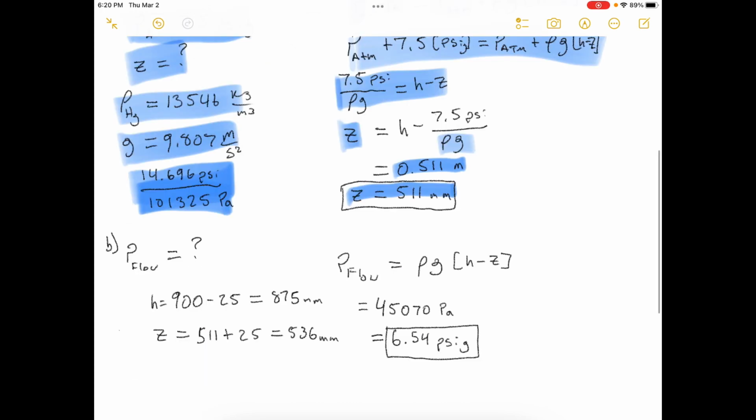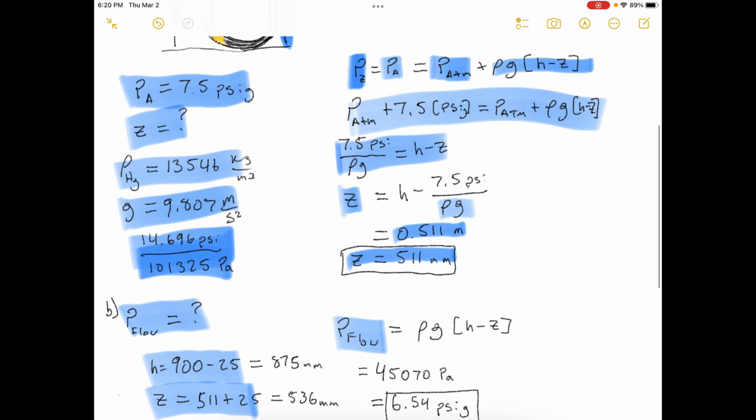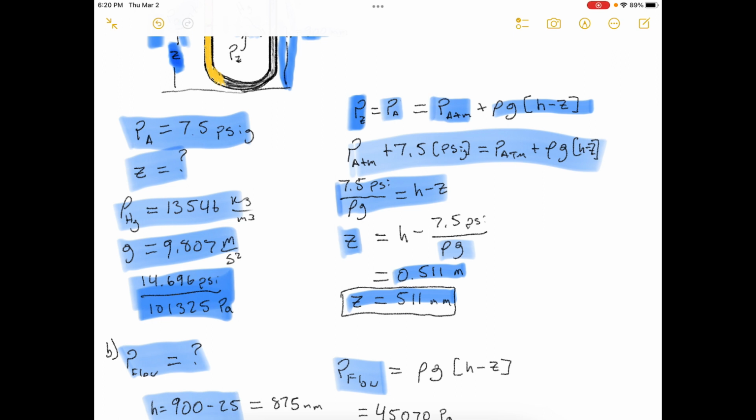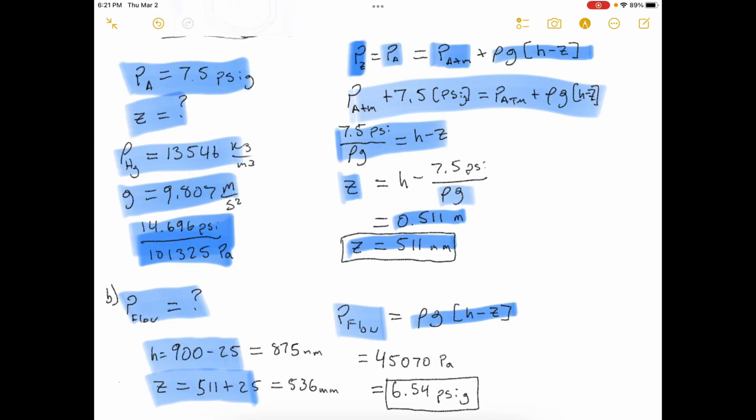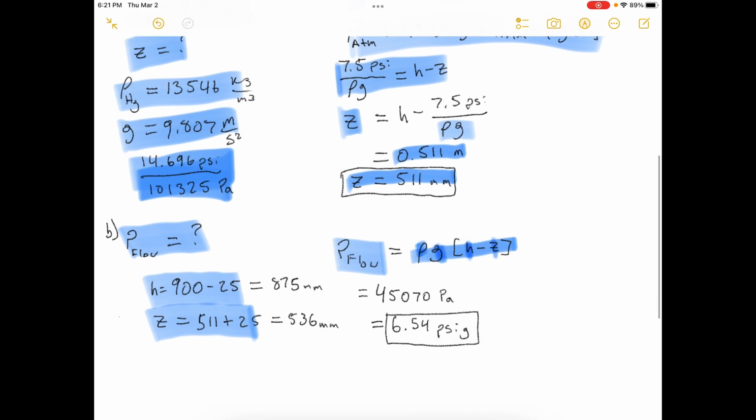So now we say, what's the pressure of the flow? Well, we know that H has been adjusted by 25 and Z has been adjusted by 25. For the pressure of the flow, we just use the same equation that we solved for before, but instead of using PZ, we're using P flow. All of the other values are the same, and these H and Z values are adjusted. So we're left with this many pascals. Then we have to turn that into psig, and we get 6.54 psig.